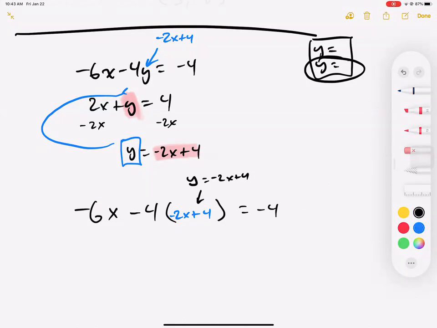Now we have to do our algebraic process. We have to get rid of that parentheses so that we can solve this equation. The way we do this, it's not 4 plus, it's 4 times. We're going to multiply everyone inside the parentheses by our negative 4. Here we go. We have negative 6x, which hasn't done anything. And we end up with negative 4 times negative 2 is a positive 8x. And negative 4 times positive 4 is a negative 16. And this is equal to negative 4.